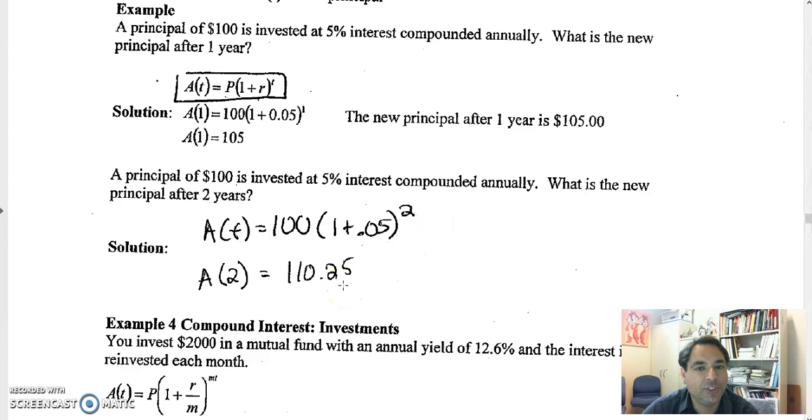But the reason why it's exponential and not linear, notice that the first year we made $5, and then next year we had $5.25. Where did that extra 25 cents come from? It's not growing linearly, it's growing exponentially, because the next year we have $105 that we're getting interest from, not just 100. So that's where that extra 25 cents came from.